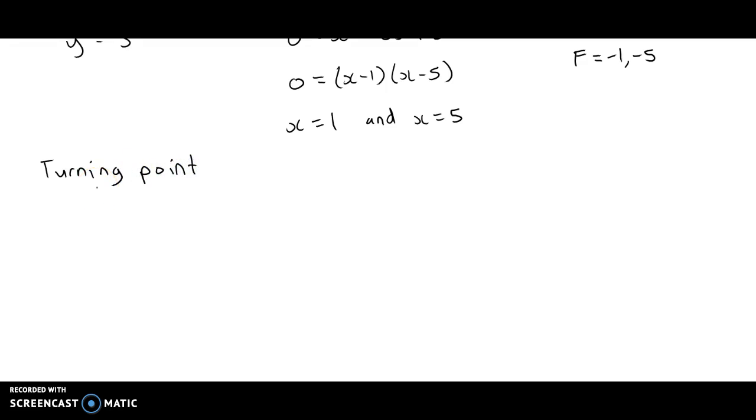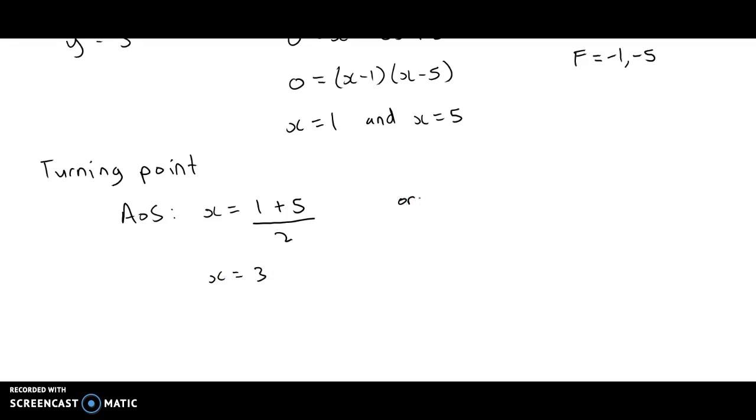turning point. And the first step in finding your turning point is actually to find your axis of symmetry. Now there's two ways you can find your axis of symmetry. The axis of symmetry will always lie halfway between your two x coordinates. So if you take the average of your two x coordinates, that will be the equation for your axis of symmetry. So let's do that. X equals 1 plus 5, our two x coordinates, divided by 2, 6 over 2, x equals 3.